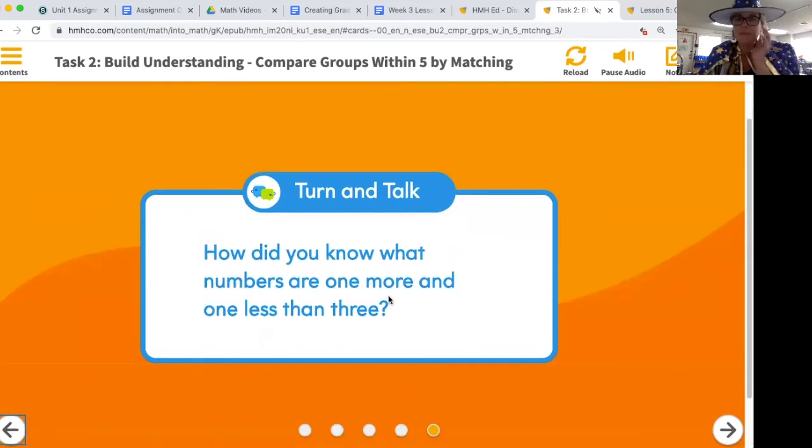Okay. I'm going to read this to you because we're math stars. We're not reading stars quite yet. We're getting there. We're learning. How did you know what numbers are 1 more and 1 less? That's a really interesting question. How do you know it? Can you go find your mom or your dad or your grandma or maybe your big sister who's in 6th grade and would know this, or 5th grade, whatever. Find somebody and tell them how you knew what numbers are 1 more and 1 less. I'm curious what you come up with because there's so many different ways.